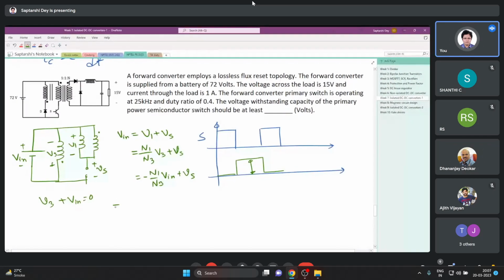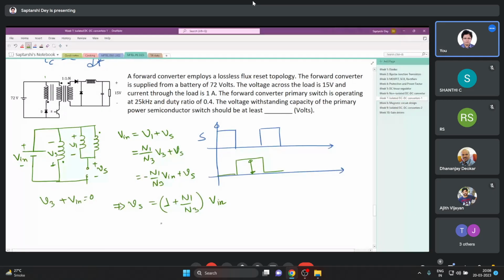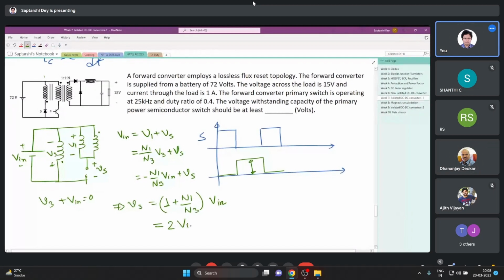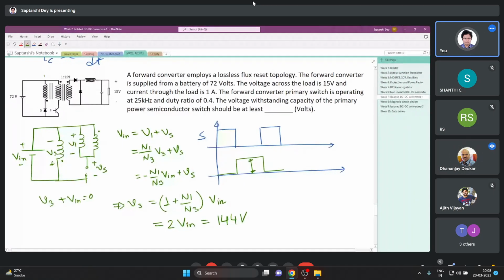So what do we have? We have V switch equals, this comes to this side, 1 plus N1 by N3 times Vin. They have given 1:1:1, so our N1 is equal to N3. So it becomes 2 Vin. Vin is 72 volts, so I need a 144 volt switch. It's true. That is clear? Yes. Okay.